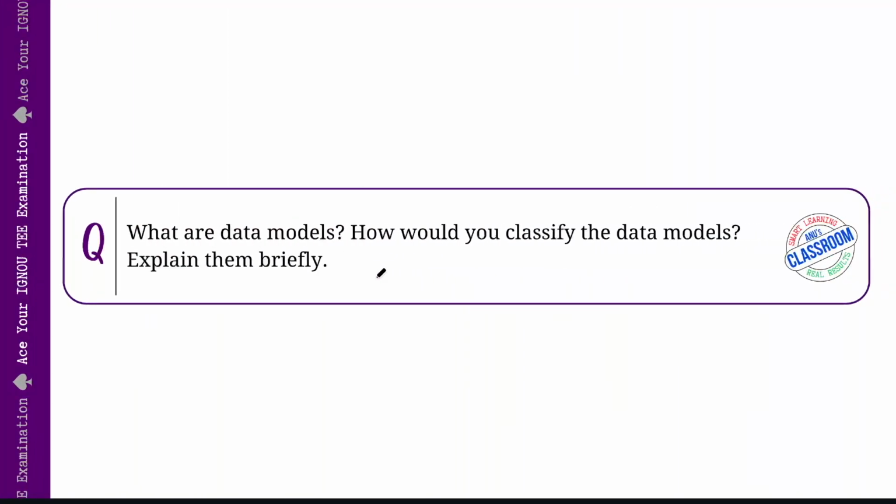What are data models? How will you classify the data models? Explain them briefly. So, to put it simply, a data model is an abstract representation of real world entities, their attributes, and the relationships between them. So, you can think of it as a blueprint which shows how data is going to be organized, how it is connected, and stored in a database.